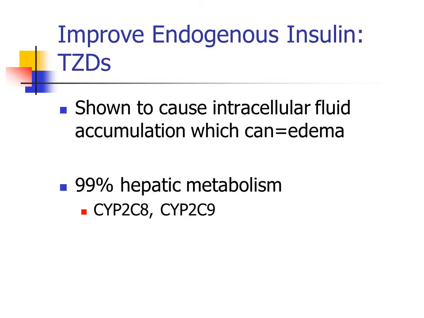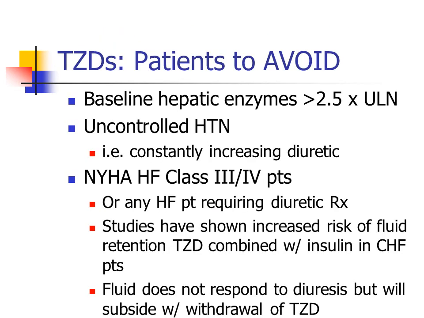One unfortunate factor for the TZDs is that they have been shown to cause intracellular fluid accumulation, which can result in edema, and we'll talk about this a little further on the slide discussing patients who should not receive these medications. And to point out that they are almost exclusively hepatically metabolized by the cytochrome P450 system. Because of this hepatic metabolism, it's important to avoid this therapy in patients with baseline hepatic enzymes greater than 2.5 times the upper limit of normal.